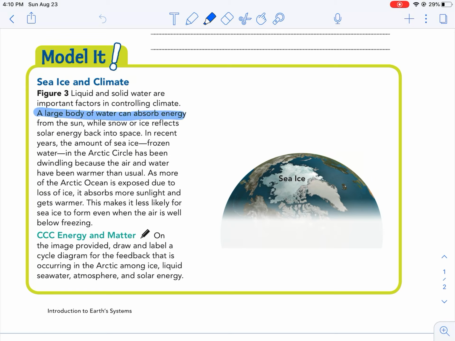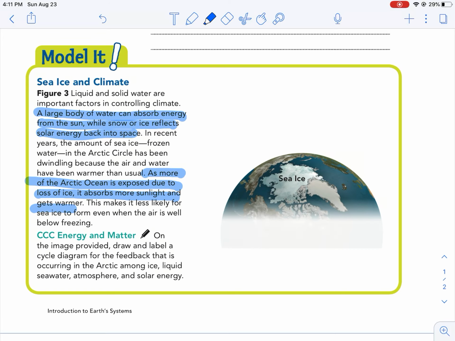In recent years, the amount of sea ice, frozen water in the Arctic Circle, has been dwindling or getting smaller because the air and water have been warmer than usual. As more of the Arctic Ocean is exposed due to loss of ice, it absorbs more sunlight and gets warmer. I'm going to underline that or highlight it. So as more of the Arctic Ocean is exposed due to loss of ice, it absorbs more sunlight and gets warmer. This makes it less likely for sea ice to form even when the air is well below freezing. So there's a lot of information there, and they're talking about how the different spheres interact with each other.